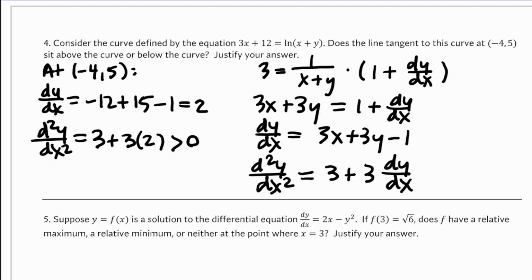Okay, and since the second derivative is greater than 0, we know that the line tangent is going to sit below the curve, right? Just draw something that's concave up and then draw the tangent line, and you'll see that tangent is going to sit below the curve. So I'm going to say, because of that, below the curve.